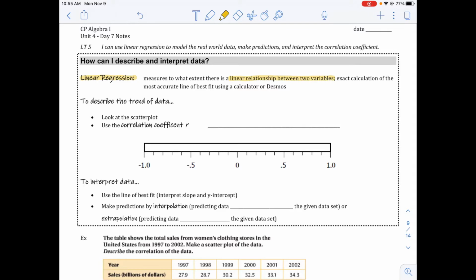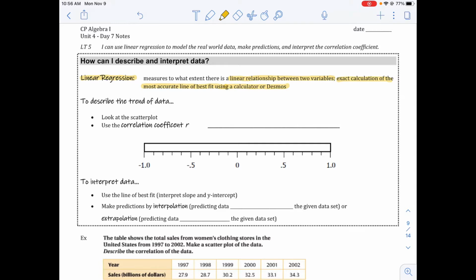So previously we estimated the line of best fit, and now we have the exact calculation, and students are going to use either their graphing calculator or Desmos. This video is going to walk us through how to use a graphing calculator for linear regression. And once we have our equation, we're going to do two things with it. It's going to help us describe the trend of the data and interpret the data.